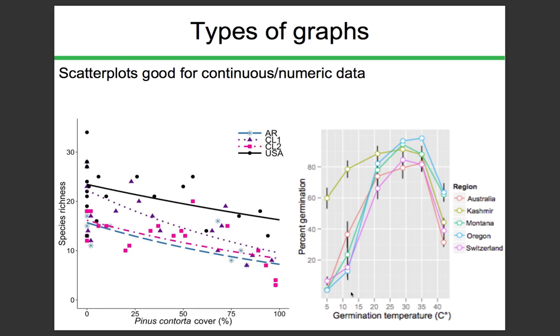So there are many different types of graphs. Scatter plots are good for continuous data and numeric data. On the left, we had Pinus contorta cover in response to species richness in different sites in Argentina and Chile and the USA. And then on the right, a graphic from a paper about the germination of Verbascum thapsus, mullein. Can anyone see the obvious result there? Is the result obvious? The same goes for the left graphic. These are both presenting continuous forms of data. So can I hand you this graphic and you tell me the major differences between these?